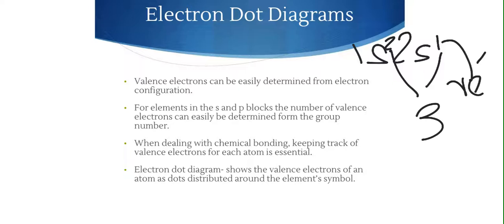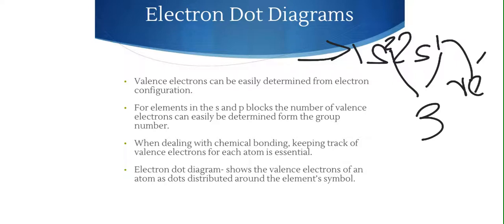And a great way to represent valence electrons is by making an electron dot diagram. And so this shows the valence electrons of an atom as dots distributed around the element symbol. So like I said, you want to keep track of your valence electrons. A great way to do this, electron dot diagram. And so right here we have the configuration for lithium. I'm going to show you the electron dot diagram for that.